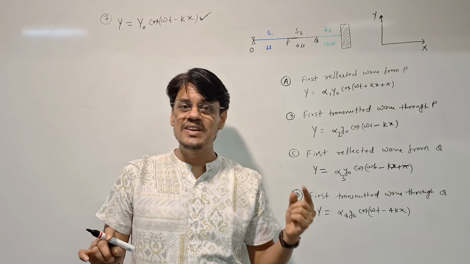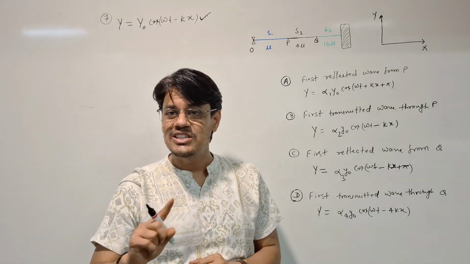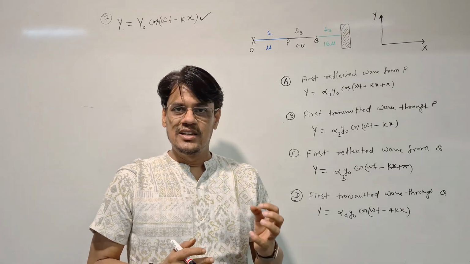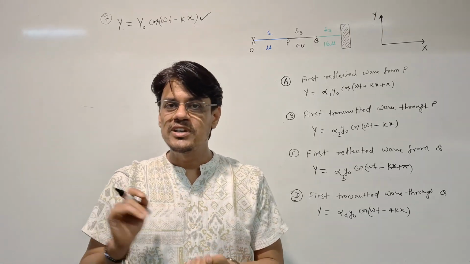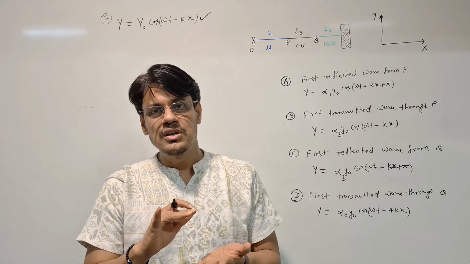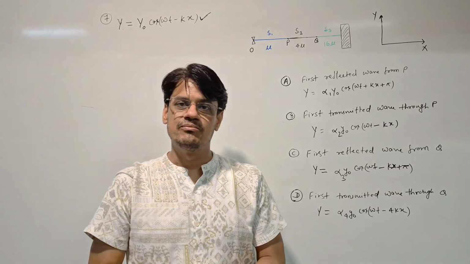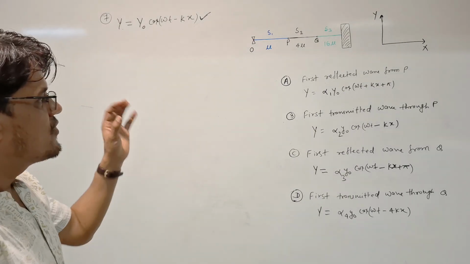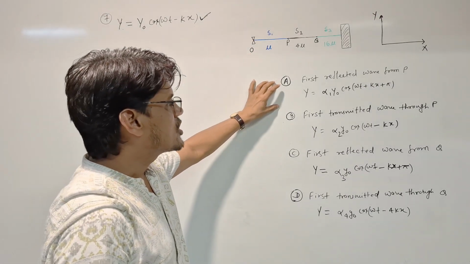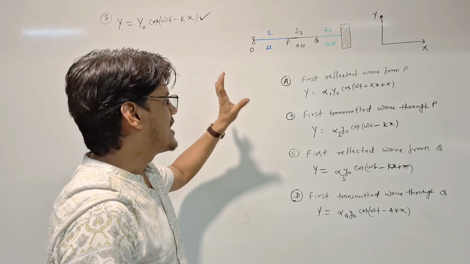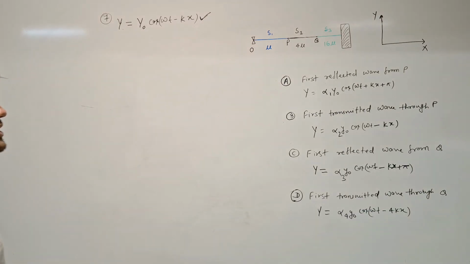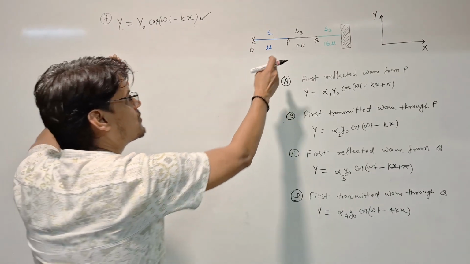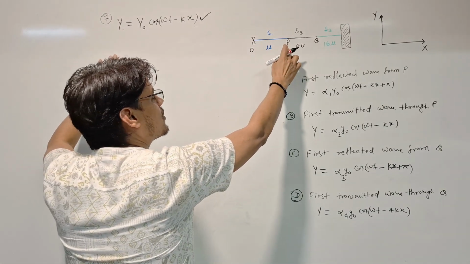There is no phase change between the incident wave and the transmitted wave, either when the wave is transmitted through the denser medium or through the rarer medium. Clear? By using this you can find the equation of the reflected wave and transmitted wave. Now I am going to write the equation of the reflected wave from P.